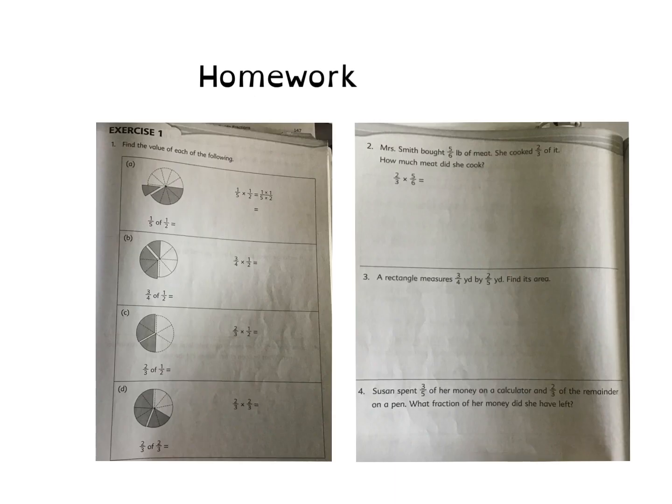Now on to your homework. Exercise number 1, take a screenshot of this or find it in the assignments. So find the value of each of the following. 1/5 of 1/2. Remember that means to multiply. And then over here there are 3 word problems. Mrs. Smith bought 5/6 of a pound of meat. She cooked 2/3 of it. How much meat did she cook? I want you to draw this out, and draw this out as well.